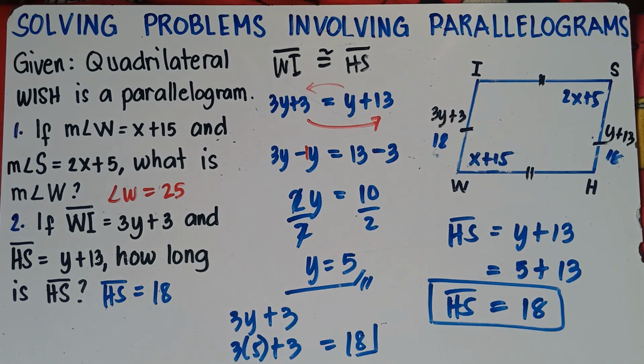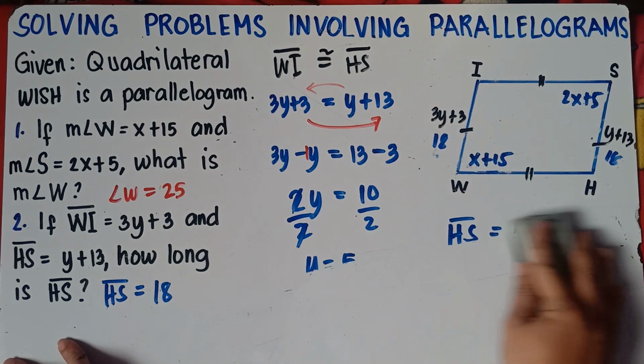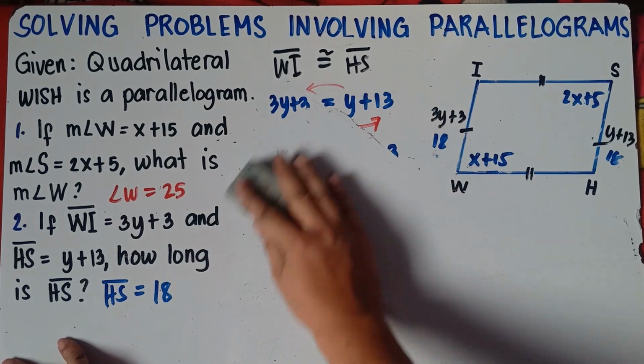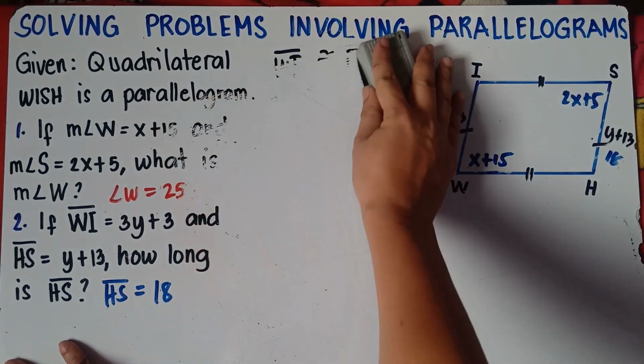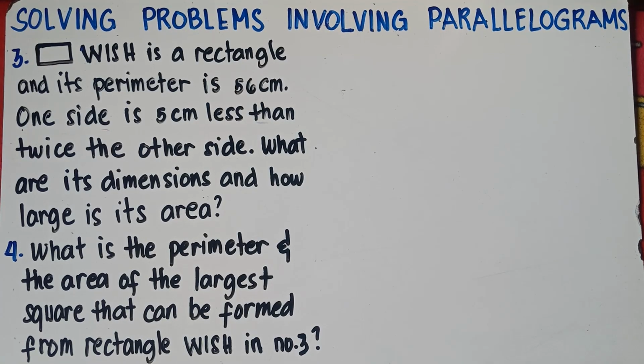Let's focus now on number 3. Rectangle, class. We will be dealing with a rectangle. Alright, let's proceed to number 3. Number 3 is a rectangle and its perimeter is 56 centimeters. One side is 5 less than twice the other side. What are its dimensions and how large is its area?